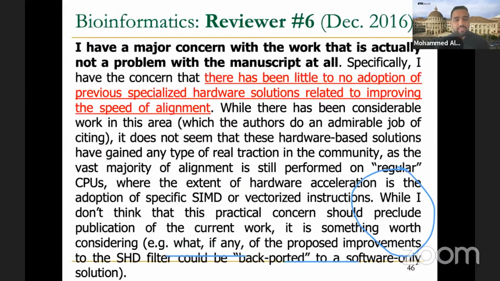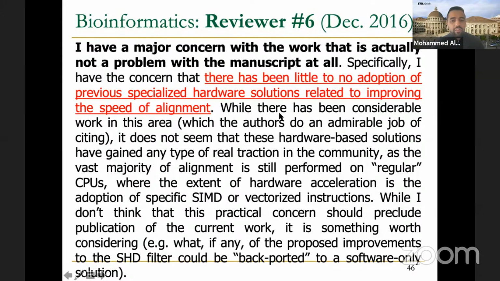Now, how about using this in real life, where should people use GateKeeper in real life? When we submitted the paper to the journal, Bioinformatics, we got this review. They said, this is not a problem with the manuscript at all, but this is a major concern from the perspective of the reviewer. He said there are other works that try to accelerate with FPGA, but not pre-alignment filtering. There are other accelerations, such as sequence alignment, for example, it's been accelerated for 20 or 30 years using FPGAs. And mostly these hardware accelerators had not been used until that time, 2016, for improving the speed of alignment.